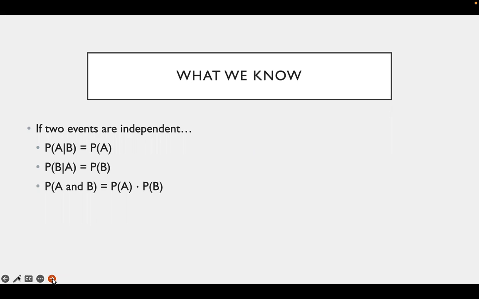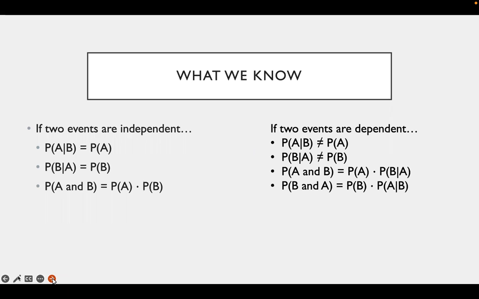the probability of B. Now, if they're dependent, right, because if they're not independent, they're dependent, we know that the probability of A given B and the probability of B given A do not equal the single probabilities of A or B. And when we're finding the probability with and, we don't just simply multiply the two probabilities. The probability of A and B is the probability of A times the probability of B given A. So we have more dependencies there with the and probability.